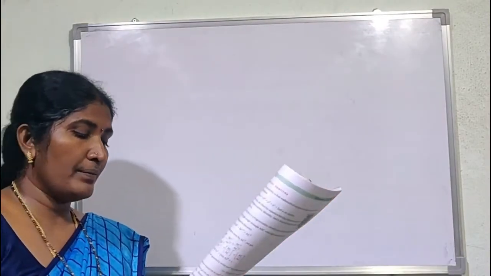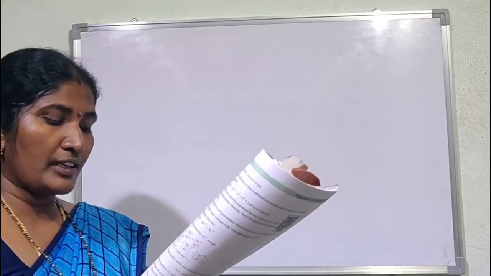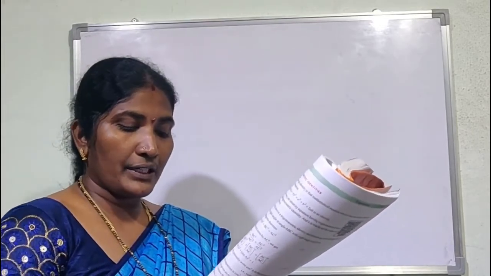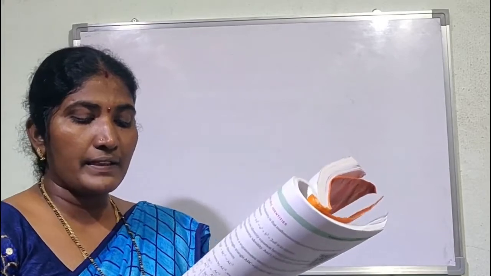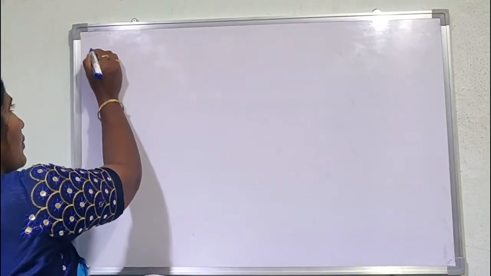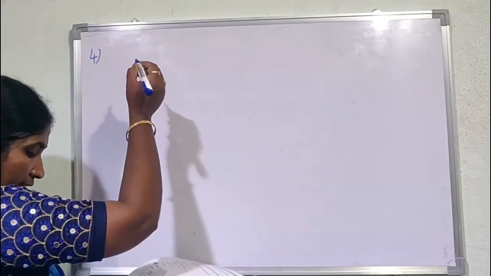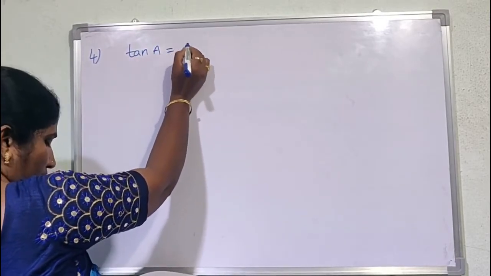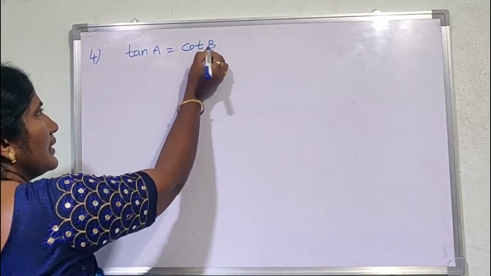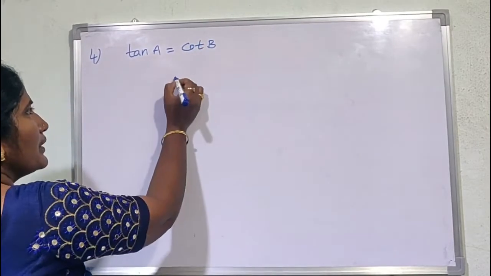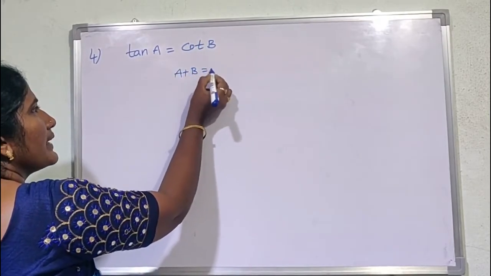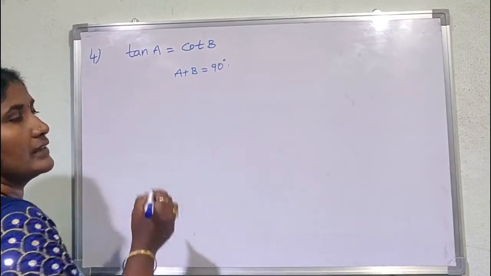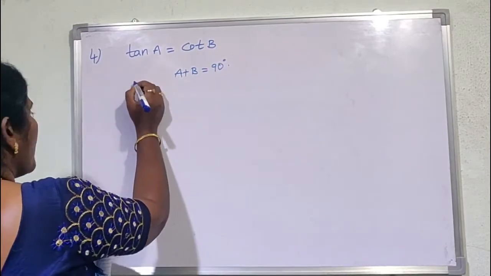Next, fourth sum. If tan A is equal to cot B, where A and B are acute angles, prove that A plus B is equal to 90 degrees. The condition given, tan A is equal to cot B. Then we want to prove A plus B is equal to 90 degrees.